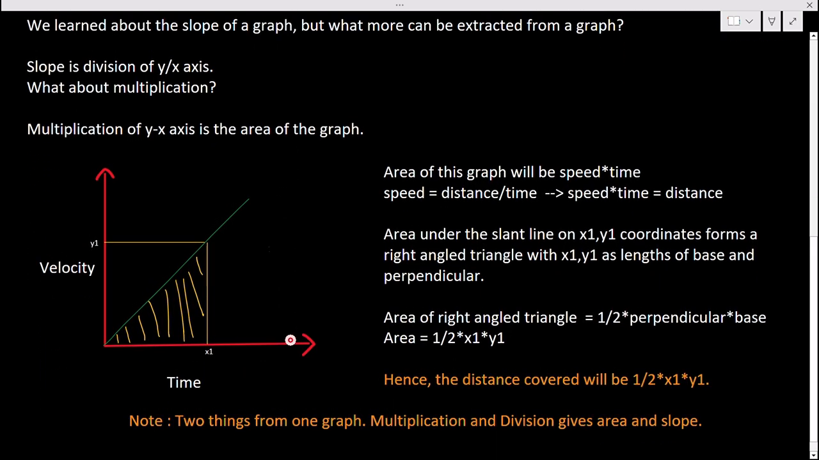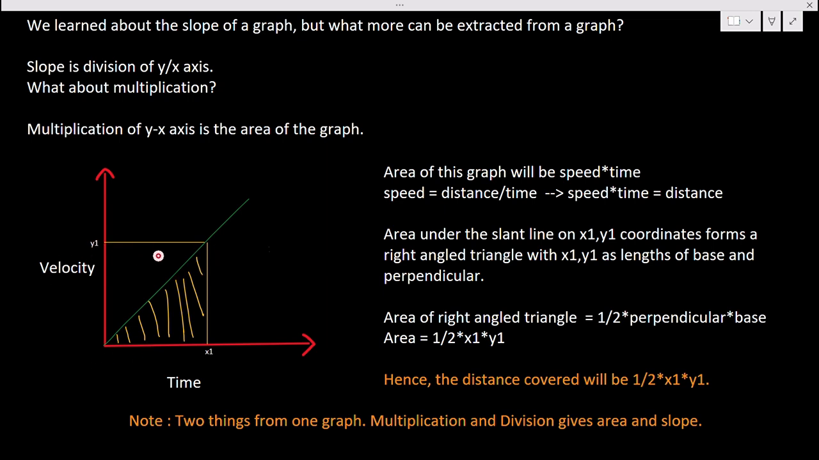So we learned that slope is a division of the y by x axis, but what about multiplication? We did division, but what if we multiply the y and x axes? What can that give? Velocity over time gives us acceleration, but what is velocity into time? It's distance, right? So in this graph, let's say an object traveled from here to here in this much time.